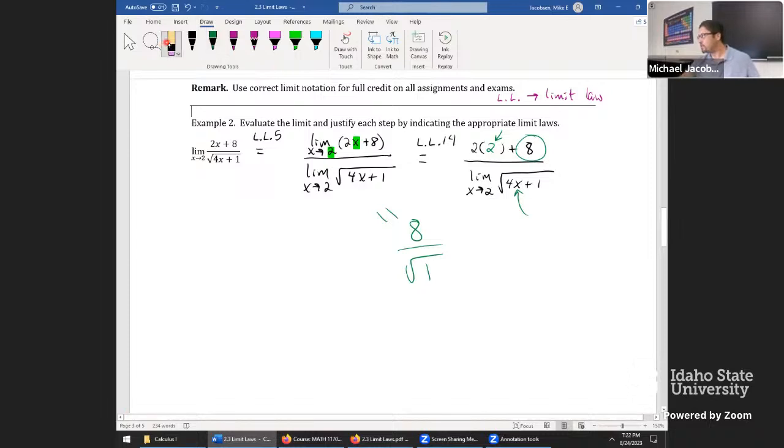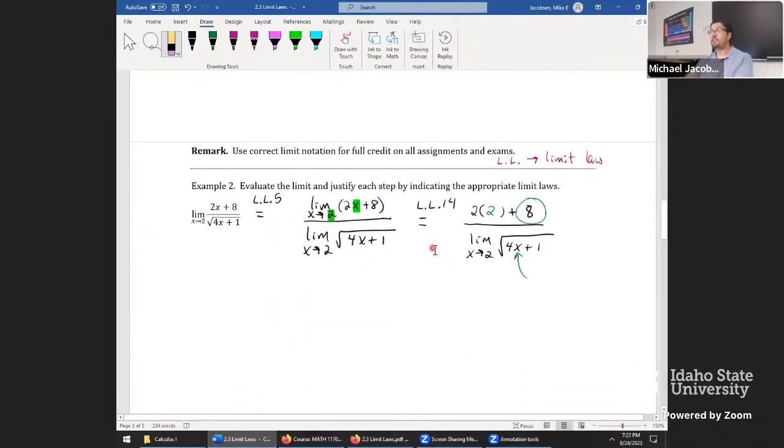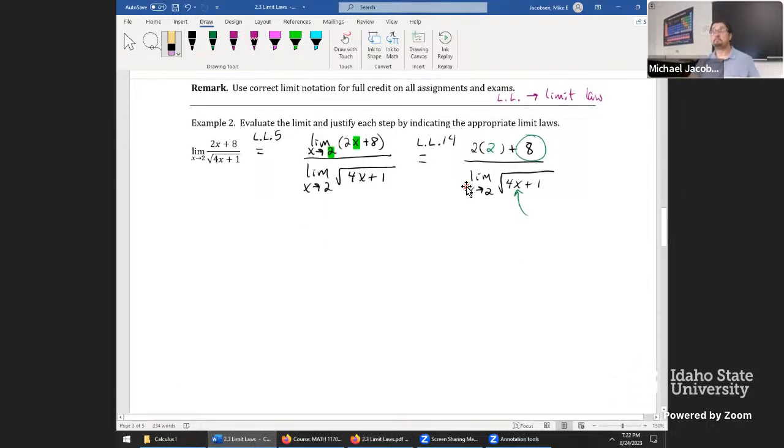Gotcha. So if we had a 0, we'd be okay. The only trouble is if we got a 0 in the denominator, like say, what happened on this one? This was a big problem because h went to 0 on the limit itself. Is that what you were asking about? Gotcha. Other questions at the moment?